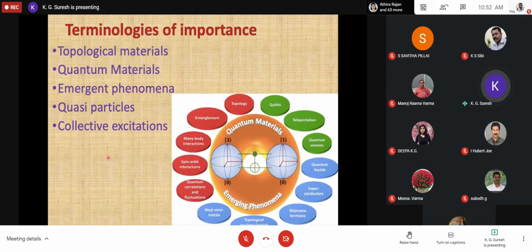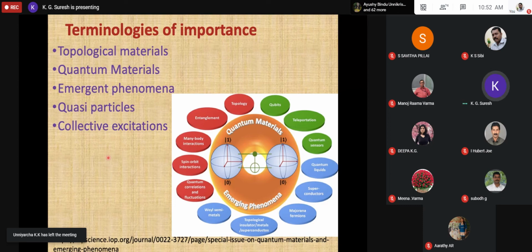Now, I'll just tell you some of the terminologies which are important when you talk about these novel materials. You keep hearing these terminologies as and when you look at the literature, or even if you do a simple Google search, many of these things will come up. So one is, as I mentioned, topological materials. I will go into the details very soon, therefore I will not be defining it right now.